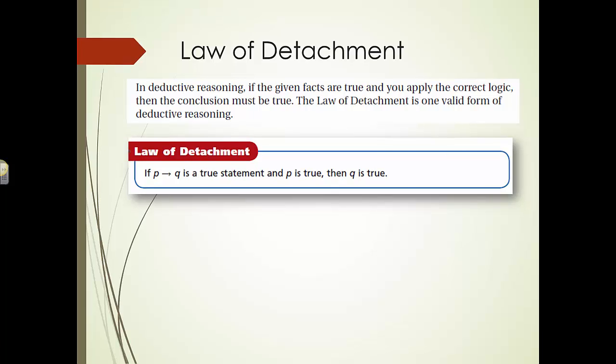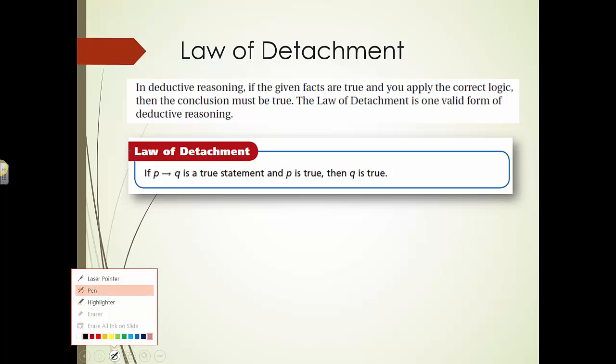Now, one law of deductive reasoning is called the Law of Detachment. It's actually a very simple law, but for some reason students overly complicate it. So I want you to keep it as simple as it is. The Law of Detachment just says, if P implies Q is true, and P turns out to be true, then it's okay to draw the conclusion that Q is true.